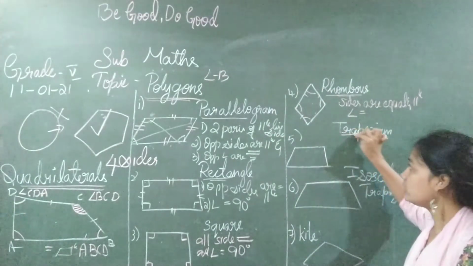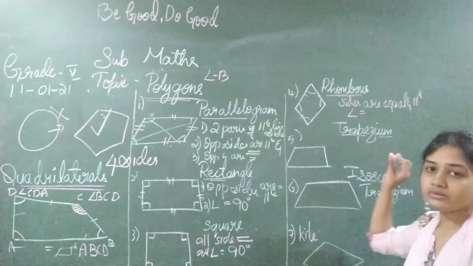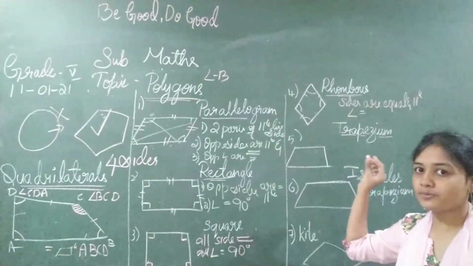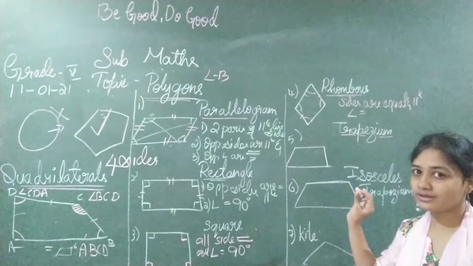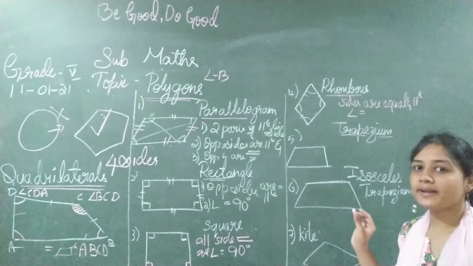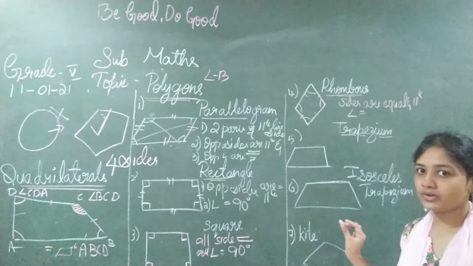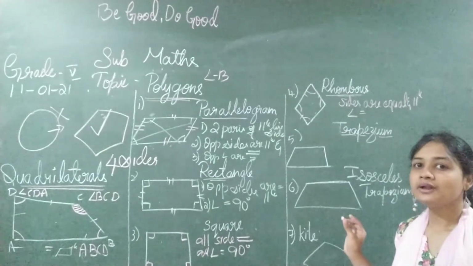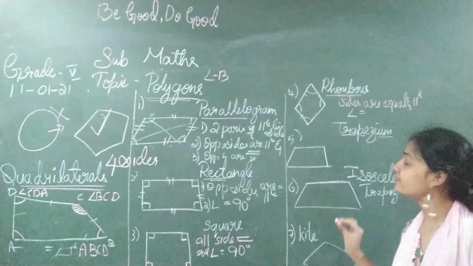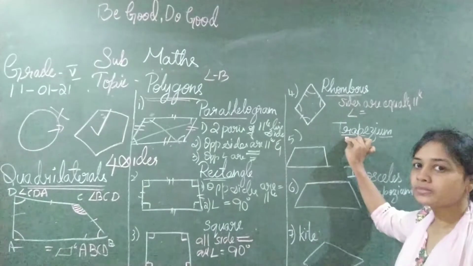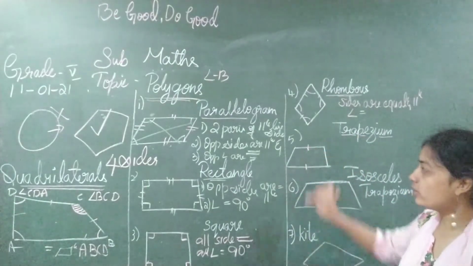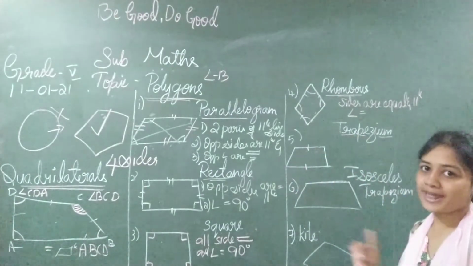Children, I think this is new, so you may find it difficult to pronounce. So please pronounce it after me. It is trapezium. Okay, once again, it is trapezium. In trapezium, one pair of sides will always be parallel.